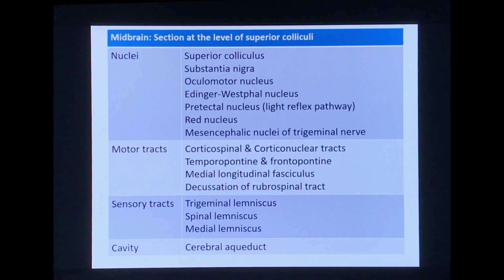Next section at the level of superior colliculi. So you will be seeing nuclei, superior colliculus. Again, substantia nigra is present throughout the midbrain. There you will be seeing the oculomotor nucleus. Then you can see Edinger-Westphal nucleus, which is the parasympathetic nucleus of the oculomotor nerve.